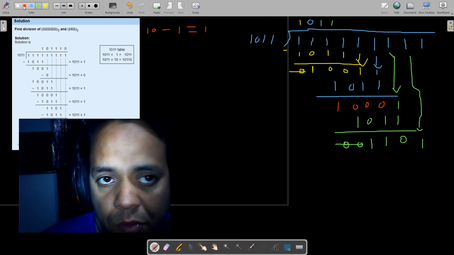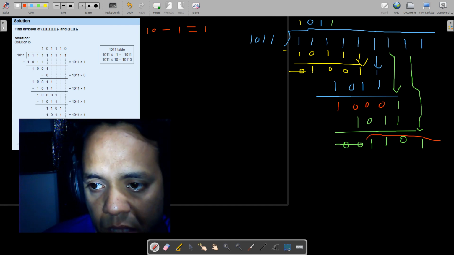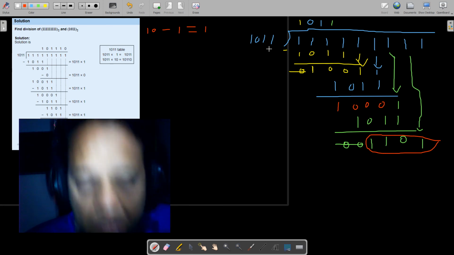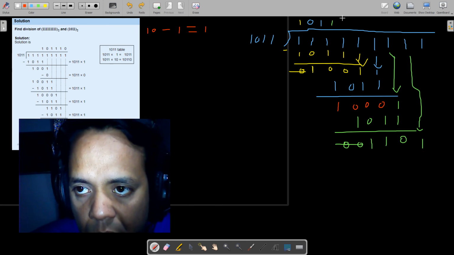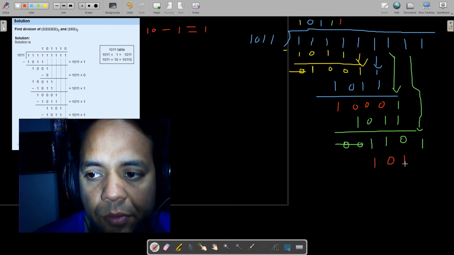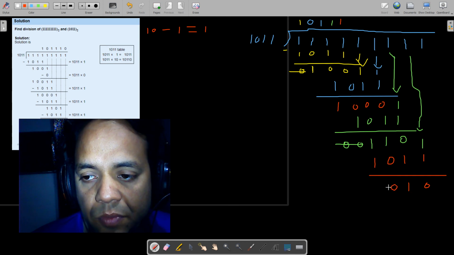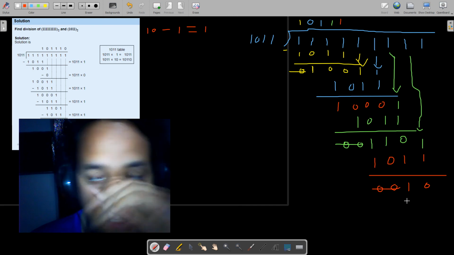Now I have to see, 1101 is bigger than 1011. Yes. So division will go how many times? 1 times. 1 0 1 1. Okay. So 1 minus 1 is 0. 10 minus 1 is 1. 0 minus 0 is 0. 1 minus 1 is 0. Just cross it. So we got 10 here.